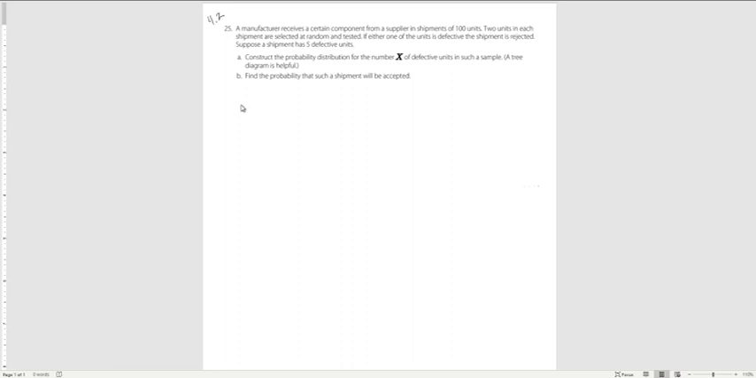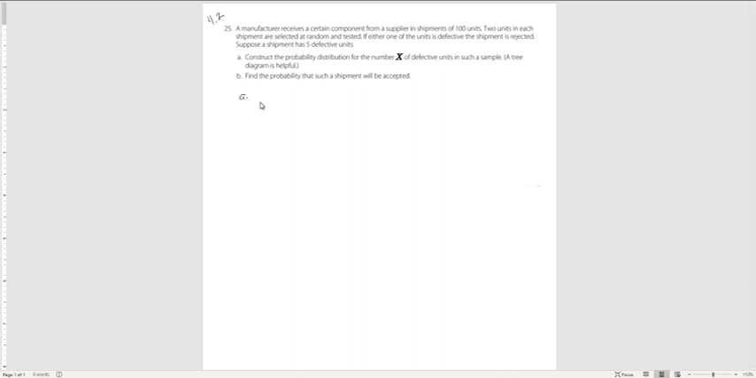So A, construct the probability distribution for the number X of defective units in such a sample. So the discrete random variable X, we're looking to find the probabilities for the values for the sampling here, and then find the probability that such a shipment will be accepted. So it's giving us a clue here that a tree diagram is helpful.